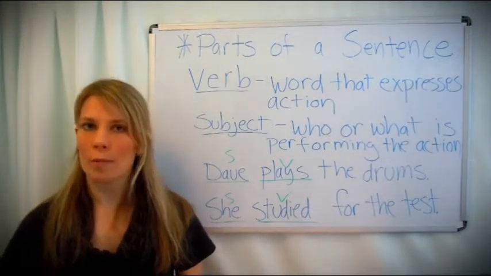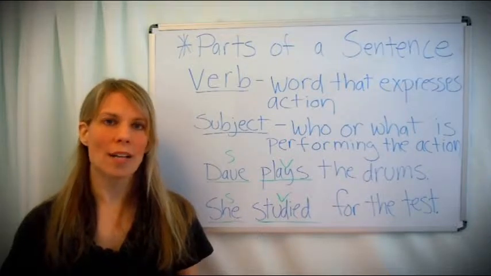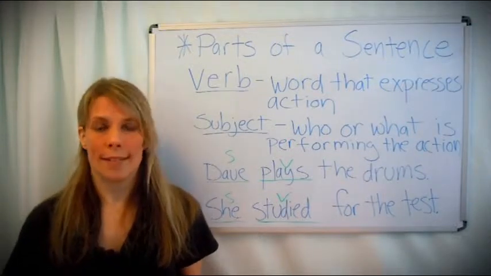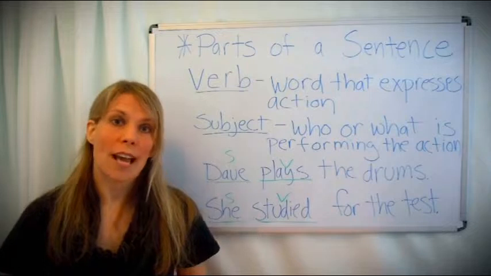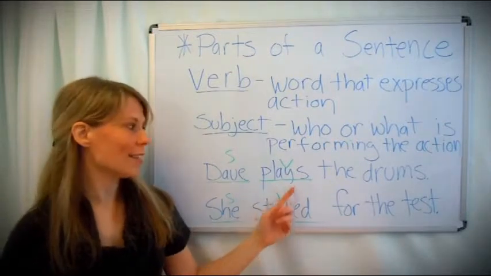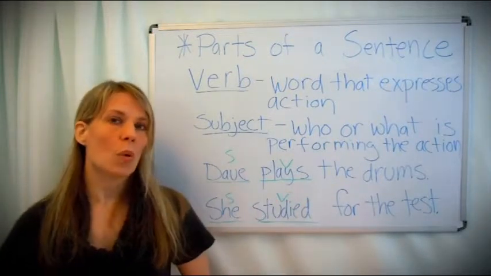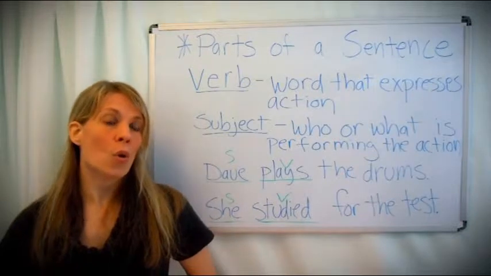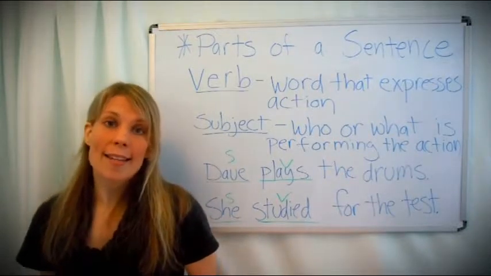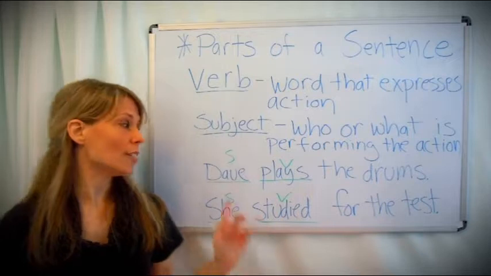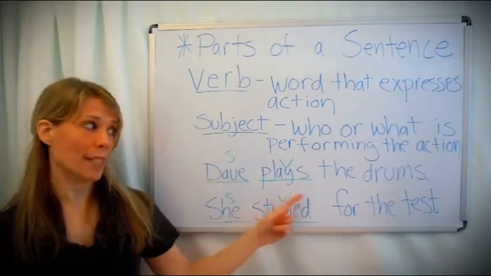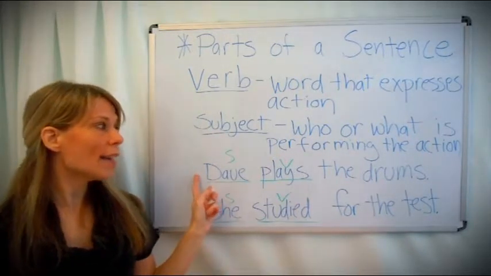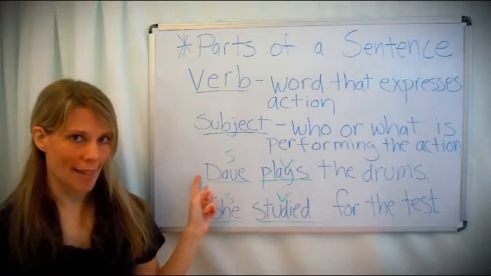After you label your verb in the sentence, you ask yourself, who or what is performing that action? So the action, or verb, in this sentence is plays. So what we do is we ask ourselves, who or what plays? And in this sentence, the answer to that question is Dave. Dave plays the drums. So we're going to go ahead and label Dave as the subject in that sentence.